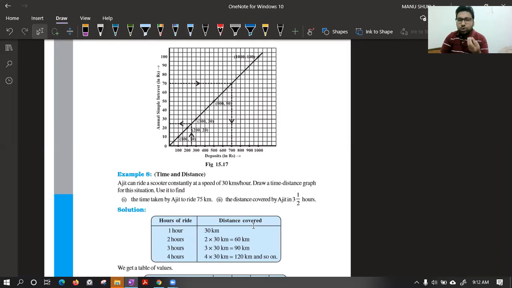Today, try to solve these examples and try to understand. If you understand these examples, solving the exercise questions will be very easy for you. First try to solve the examples and then go to the exercise. Let me stop over here.